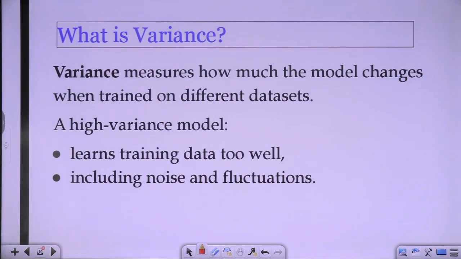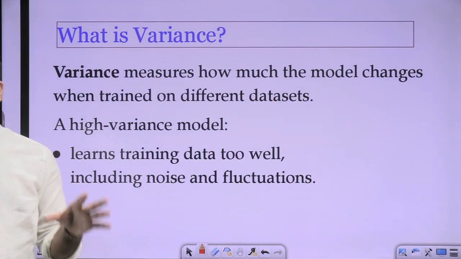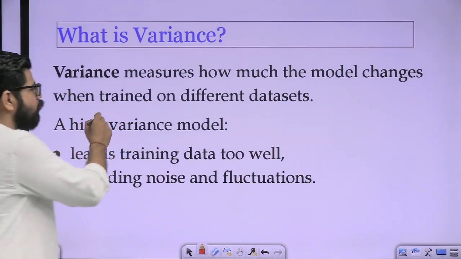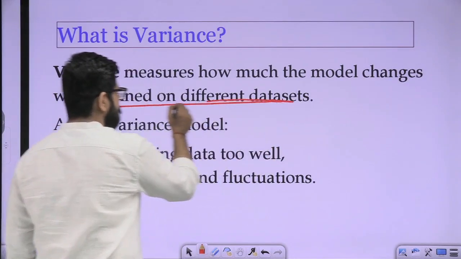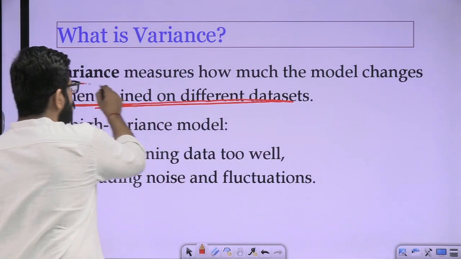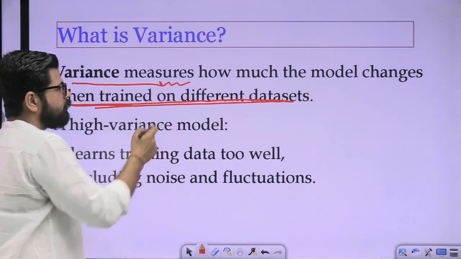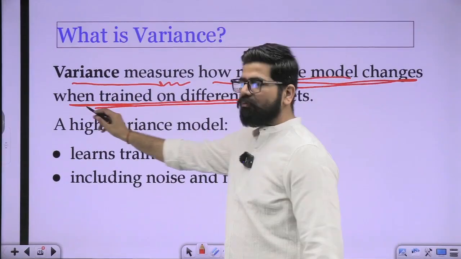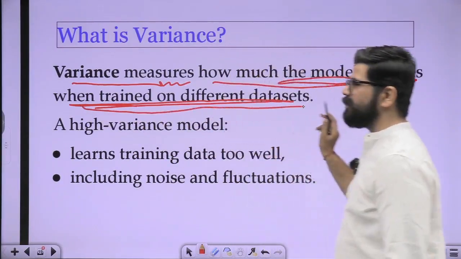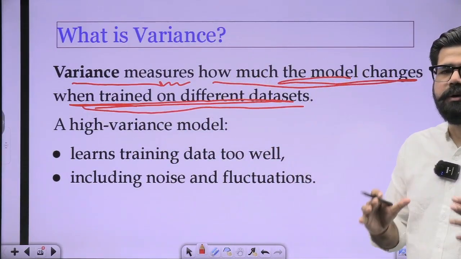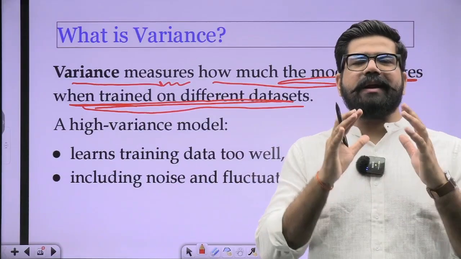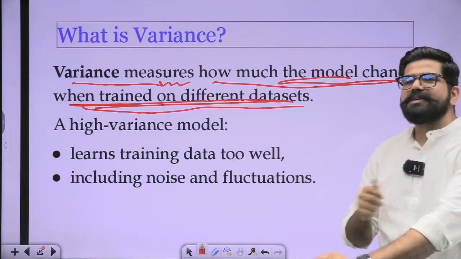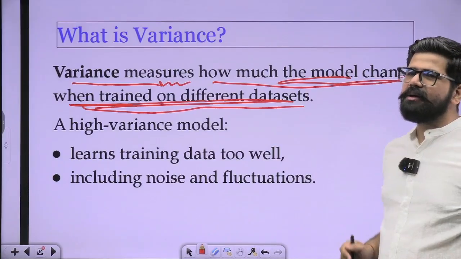Now, what exactly is variance? Variance is nothing but a measure of how much a model changes when trained on a different data set. When you train your particular model on a different data set, how your model changes and how your outputs change is reflected by the variance.